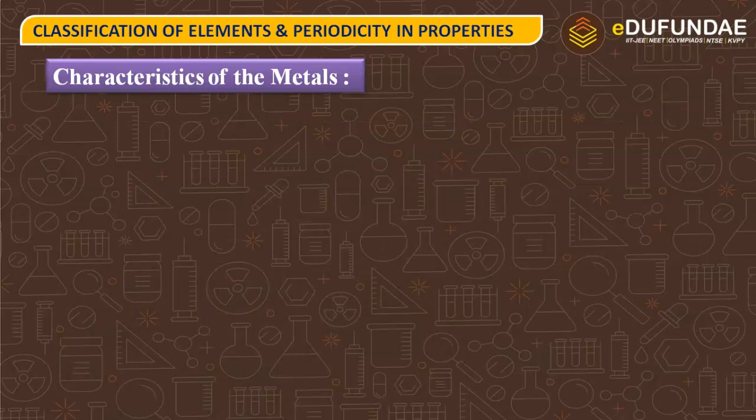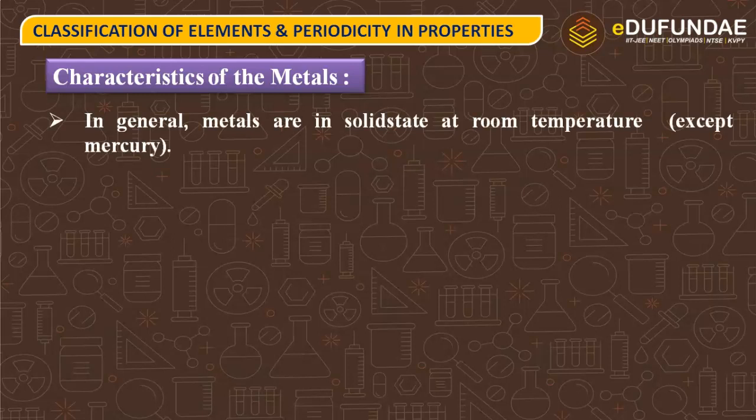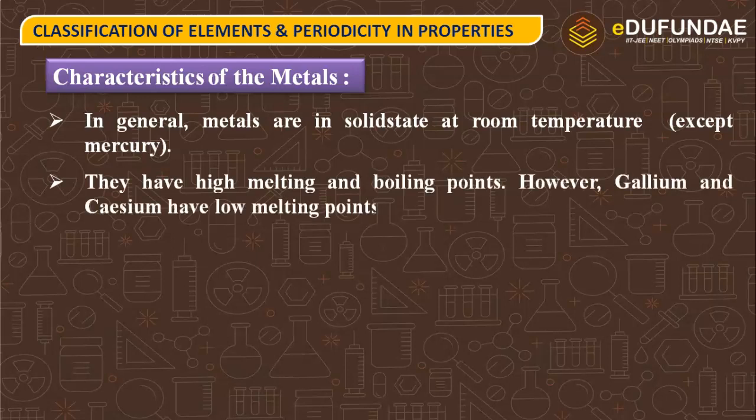Next is characteristics of the metals. In general, metals are in solid state at room temperature except mercury. Mercury is also a metal, and when a metal is kept at room temperature, that means it is in solid state. But mercury at room temperature is present in liquid state, not in solid state. They have high melting and boiling point. However, gallium and cesium have low melting points, that is 303 Kelvin and 302 Kelvin respectively.